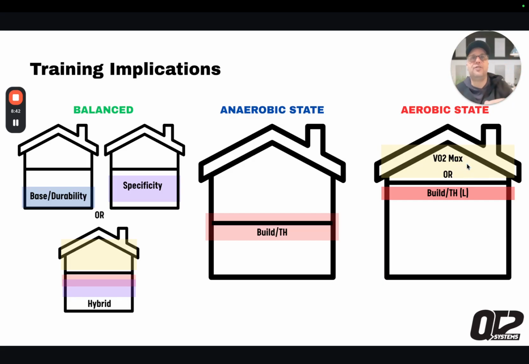But there are cases where we may, for various reasons, and we'll talk about this later on, say, okay, critical power or critical speed is where it's going to stay for now. In that case, the athlete's in an aerobic physiological state, so we're not going to get a lot of bang for our buck in trying to increase critical power or critical speed. So what we're going to do instead is try to build out their time to exhaustion, build out the duration over which they can maintain that critical power or critical speed.